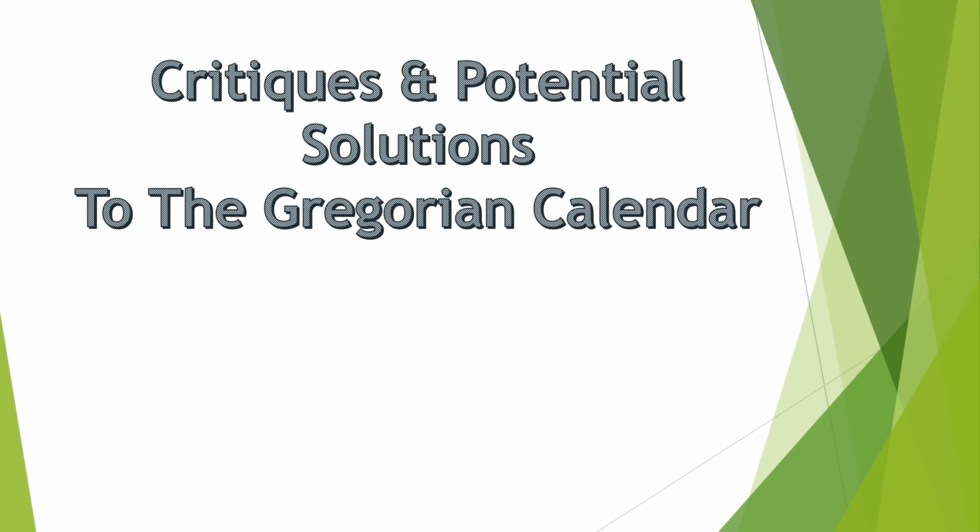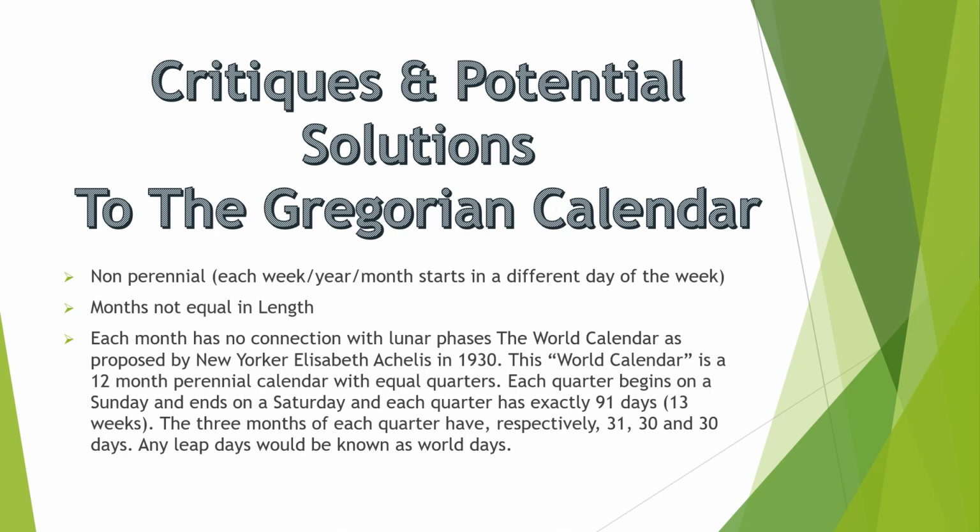Critiques and potential solutions to the Gregorian calendar. There are, however, several drawbacks to the Gregorian calendar, some which we take for granted as unavoidable consequences of trying to design a calendar. These include the way in which each week, year, and month will start on a different day of the week, the way months are not equal in length, and also the disconnect between lunar phases and the month cycle.